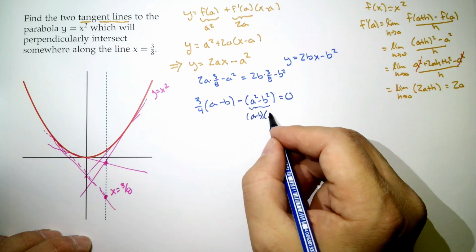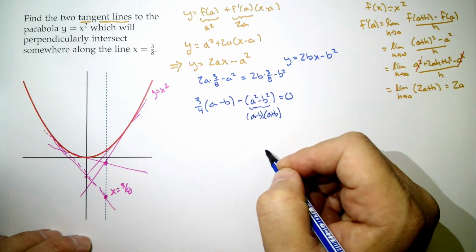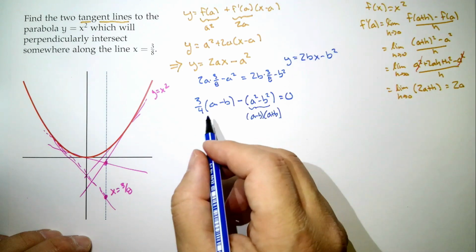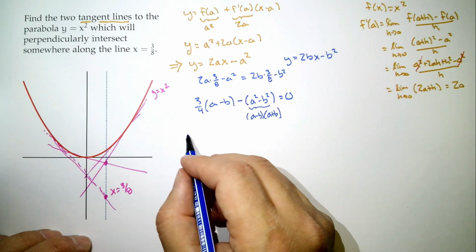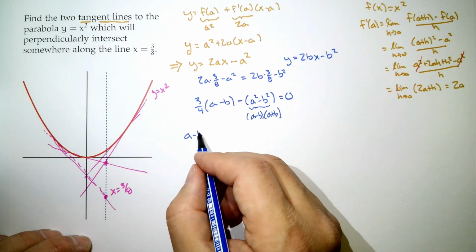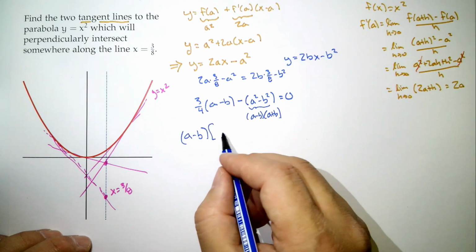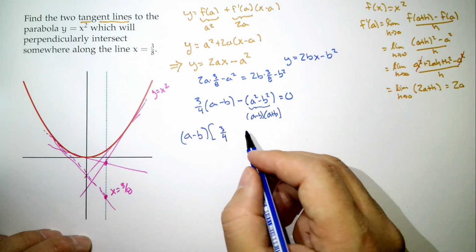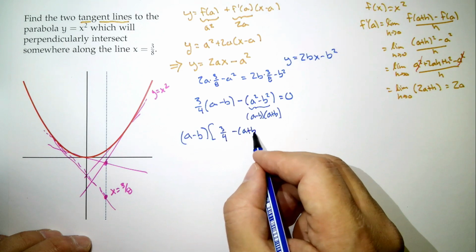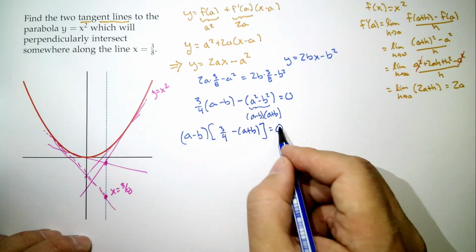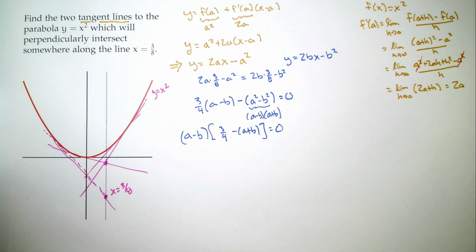A minus b, a plus b. And so I say, well, both terms have a minus b. So I could pull it out. So I get a minus b times 3/4 minus a plus b. That's got to equal 0. Now there's two possibilities. Now one possibility is that a equals b.